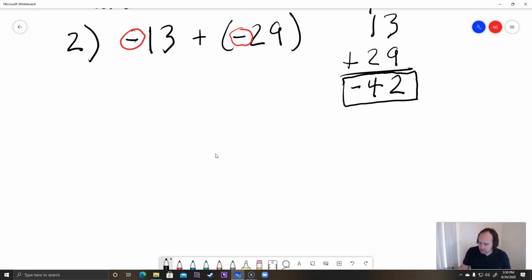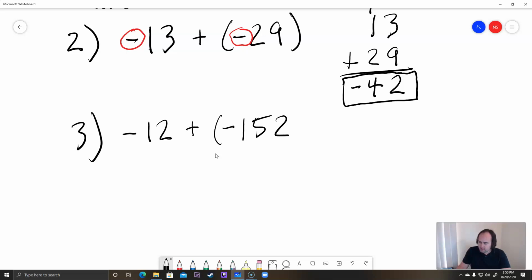Let's see one more example of adding numbers with the same sign. For this one, we're going to do negative 12 plus negative 152 plus negative 1,000.